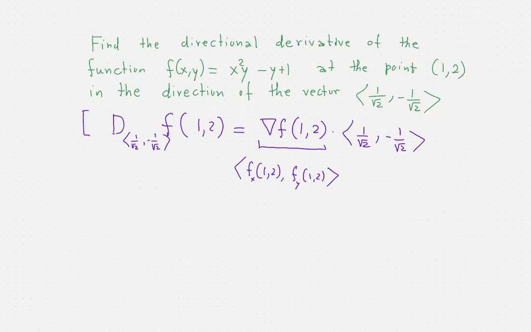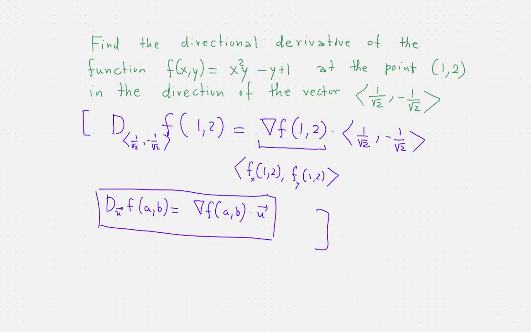So in general, I could give the general formula as the directional derivative of f at the point (a, b) in the direction of the vector u is simply the gradient of the function at that point dot with u. This is really the formula that we use in this case. This is what we need to know. So I think having said all that, it should be pretty straightforward to solve this problem. So how do we solve it?